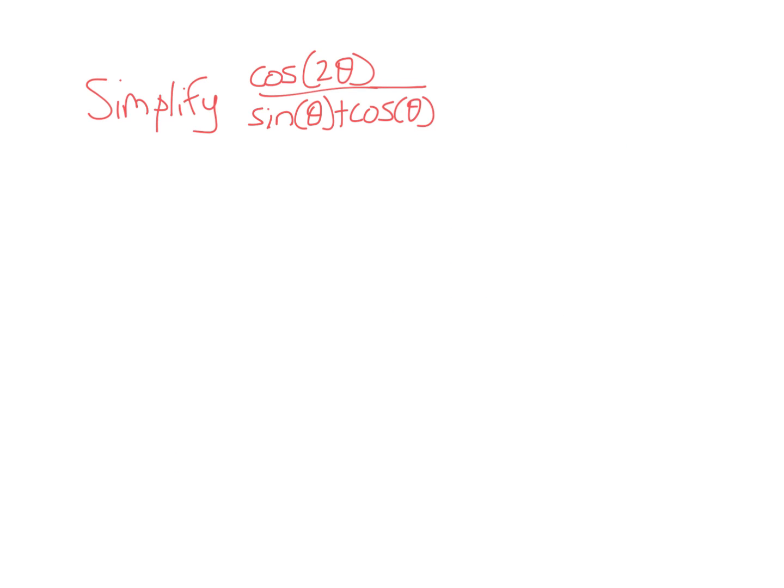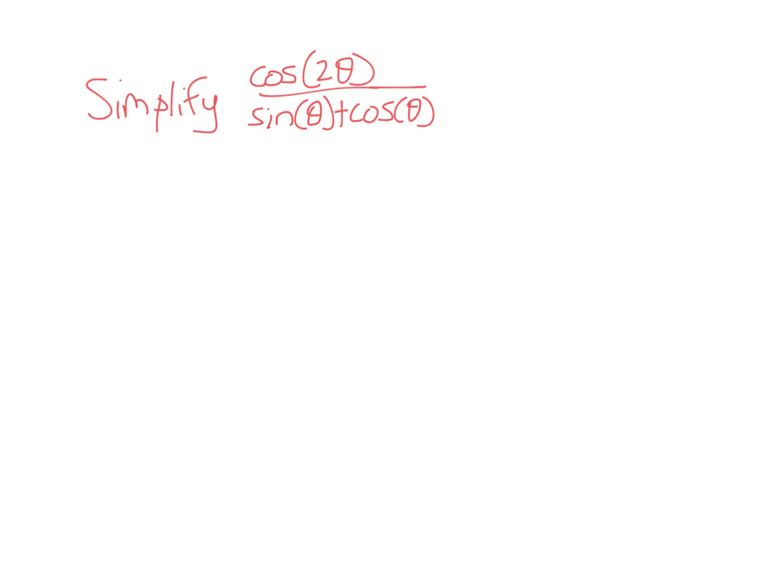So we're going to use the angle sum and difference formula to simplify this expression here. Problem is, on top I've got a cos 2 theta, but on the bottom it's just sine of theta and cos of theta. So what I want to do is rewrite this so it's in terms of cos theta and/or sine theta.